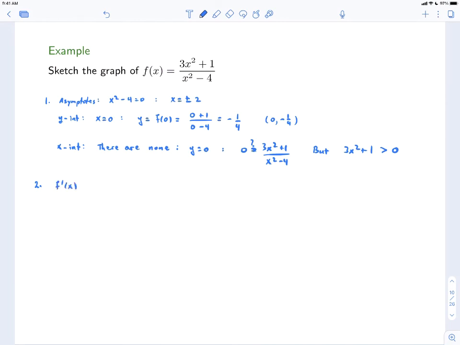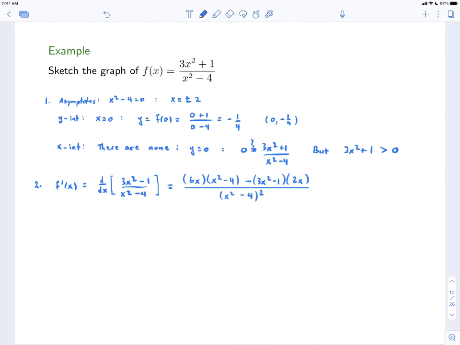So f prime is going to be the derivative with respect to x of this quotient, 3x squared minus 1 over x squared minus 4. So we just differentiate this using the quotient rule. The derivative of the top is going to be 6x times the bottom, minus the top, 3x squared minus 1, times the derivative of the bottom, which is just 2x. And all of this is divided by the bottom squared, so x squared minus 4 quantity squared.